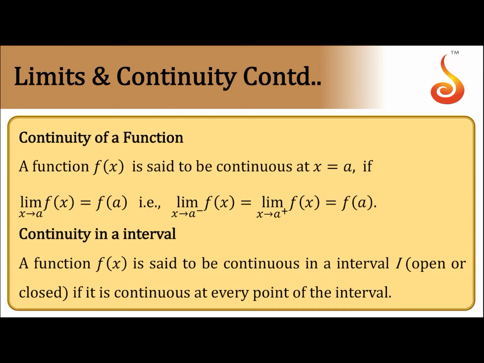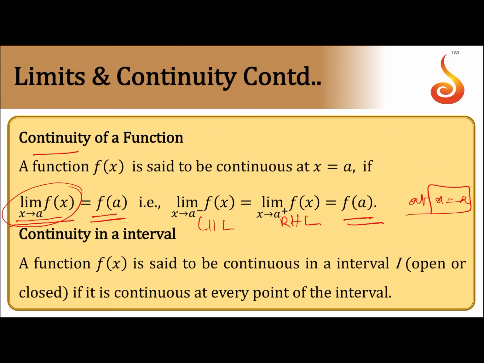Next, what is meant by continuity of the function? If the limit of a function exists at a and is equal to the value of the function. When do you say the limit of the function exists? When LHL is equal to RHL, and both of them are equal to the limit, and that is equal to the value, I say the function is said to be continuous at the point x equals a. That's a more important point, at the point.